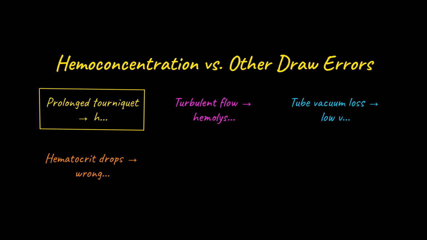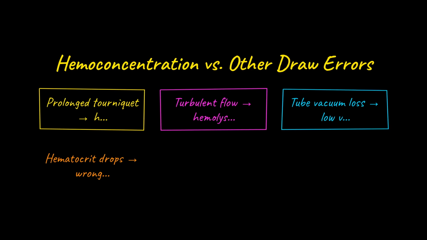It is important to distinguish hemoconcentration from other pre-analytical errors. Hemolysis comes from turbulent flow and causes cell lysis, not concentration shifts. Reduced specimen volume reflects mechanical problems. And a lowered hematocrit is the opposite of what prolonged occlusion produces, a common distractor on exams.